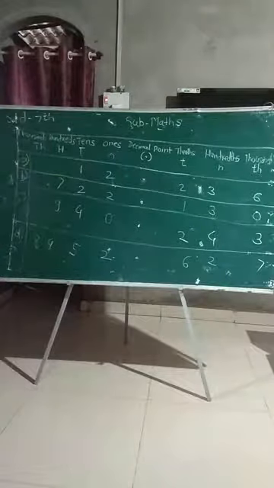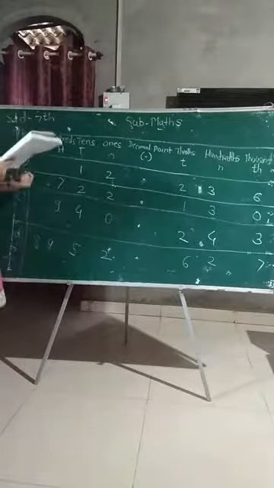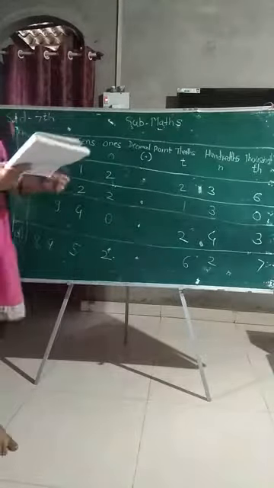This is solution of examples A, B, C and D. We represent these decimal numbers according to place value chart.